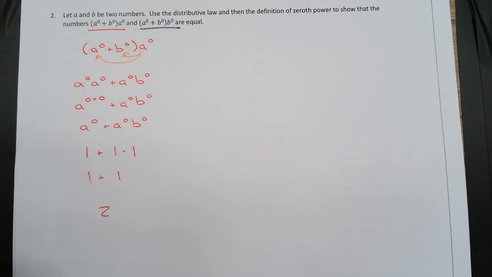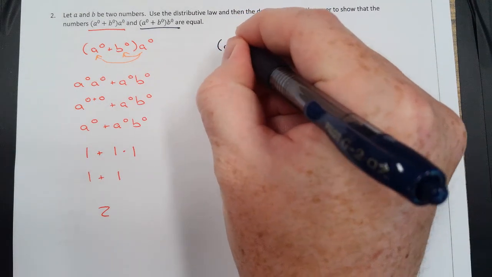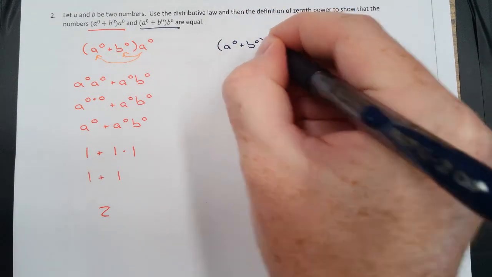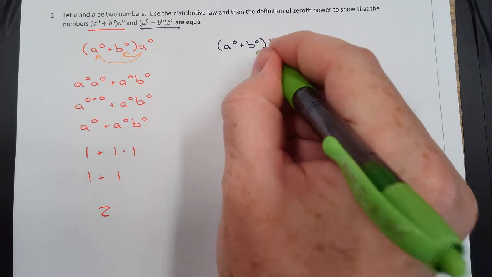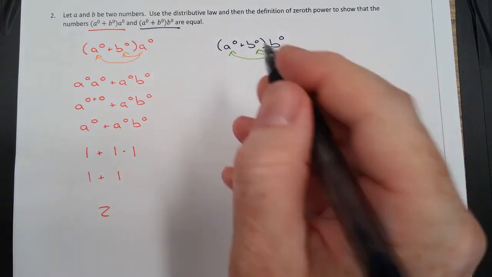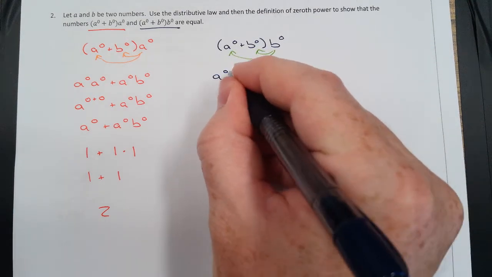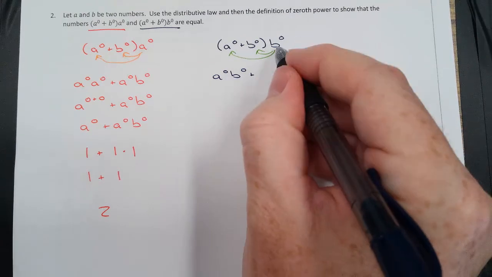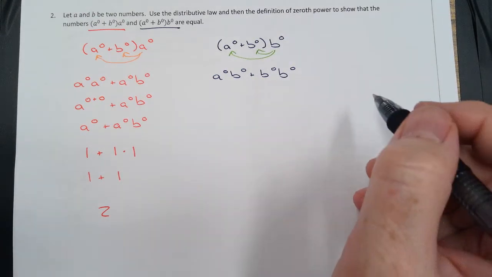Let's check it with the other expression and prove that they are equal. So this one has a to the 0 plus b to the 0, except this time, b to the 0 is outside the parentheses. But remember, it still gets passed to both on the inside. So this time the b to the 0 gets passed over here, so I get a to the 0, b to the 0. And the b to the 0 gets passed here, so I get b to the 0, b to the 0.